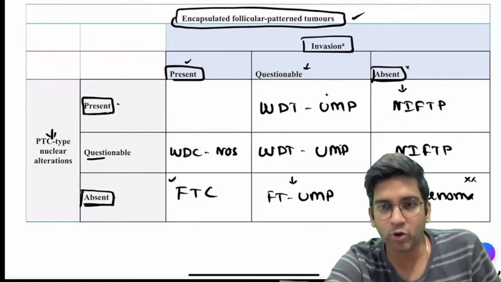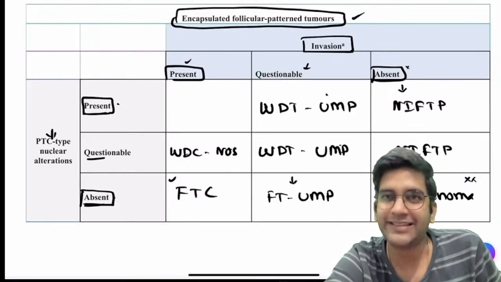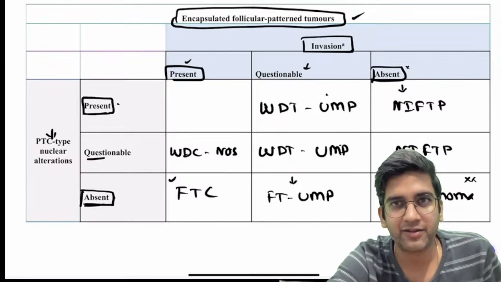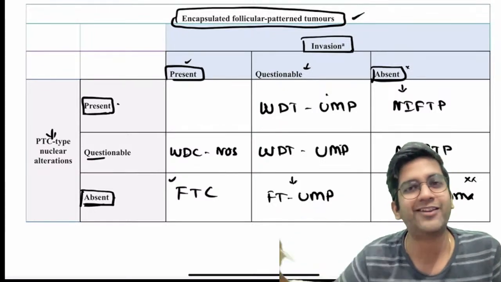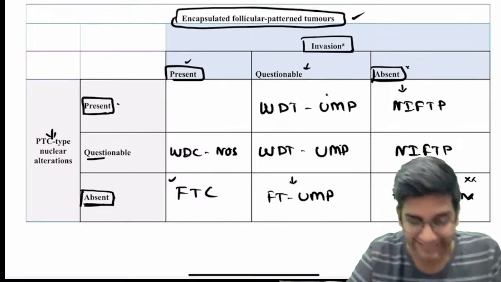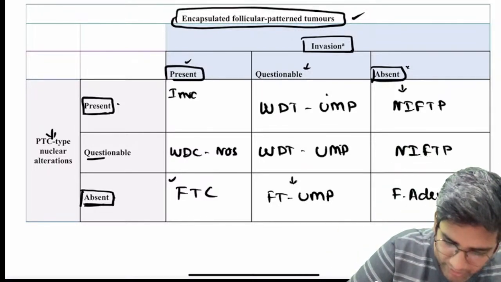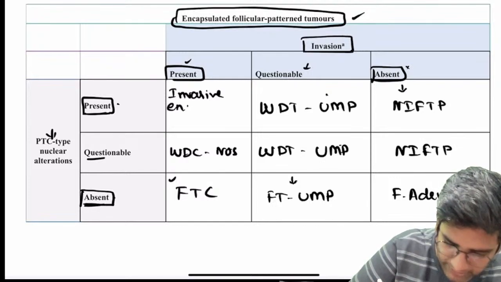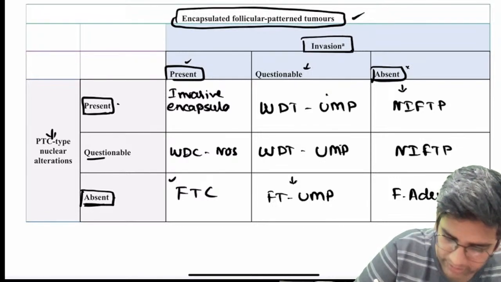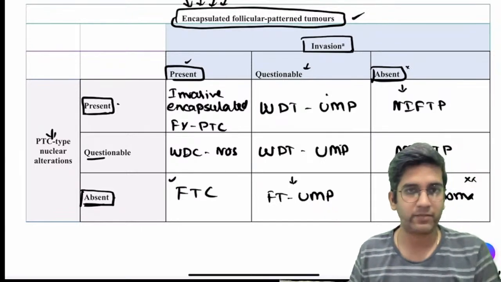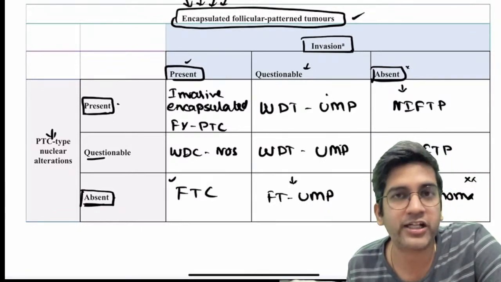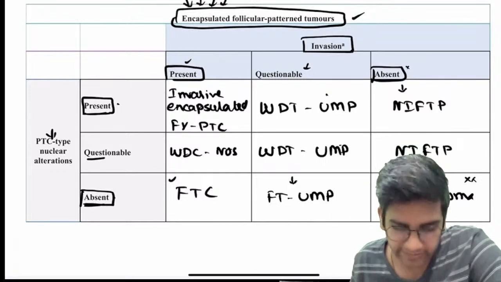It's simple. I'll give you more clues if you require. It's a PTC with a follicular variant. That makes my life very, very easy, right? It's an FVPTC, follicular variant of papillary thyroid carcinoma. It's invasive, encapsulated. The terminology has changed, that's all. Follicular variant of papillary thyroid carcinoma, because all these start with an encapsulated follicular pattern, right? It's an invasive encapsulated follicular variant of papillary thyroid carcinoma, right?